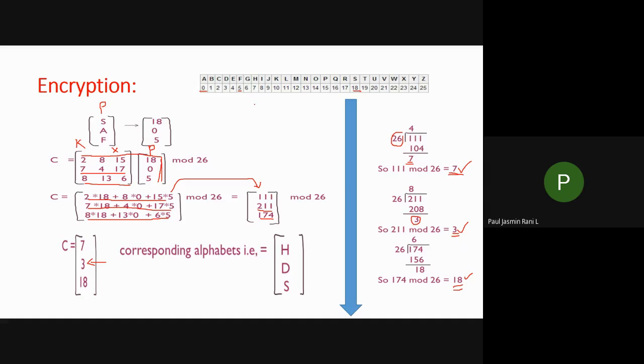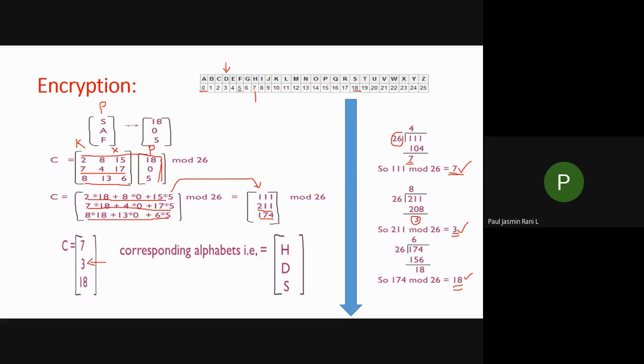So you have to see this tabular column. From this tabular column, what is the alphabet of this 7? The alphabet for 7 is H. So you have to take this H. Next, for 3 you'll get D. So for 3, the corresponding alphabet is D, and for 18 the corresponding alphabet is S.